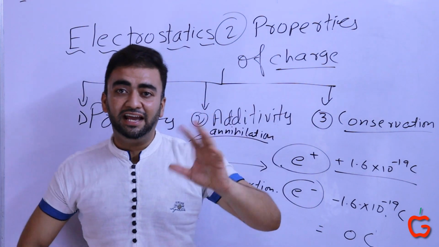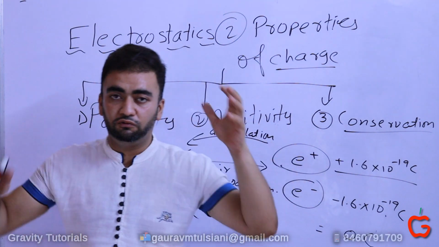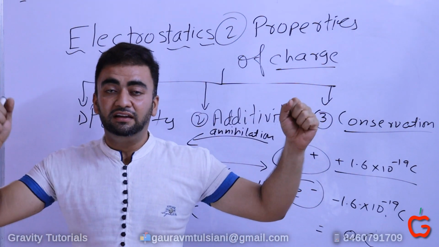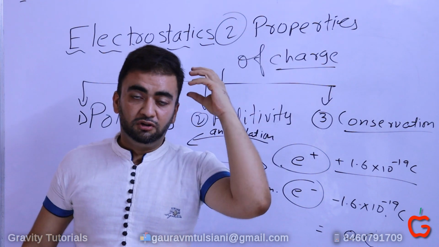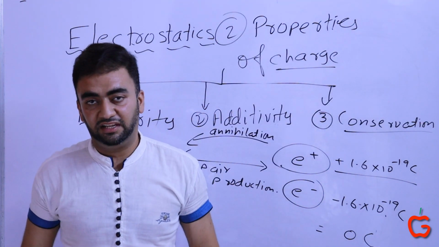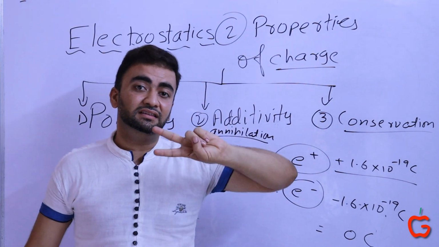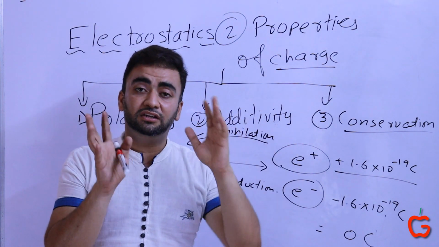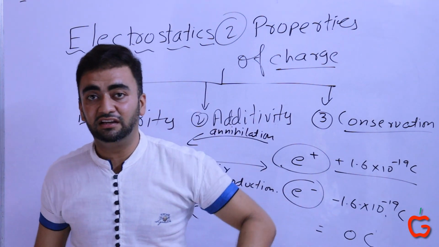So whatever friction, whatever reaction you are going to do, whatever polythene you are going to rub with here, the amount of electrons it loses, the same amount of electrons the polythene is going to gain. If not electrons, by some other means, but the total charge is going to be the same as it was initially.